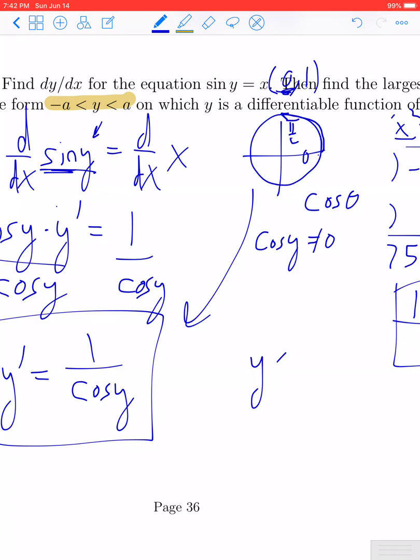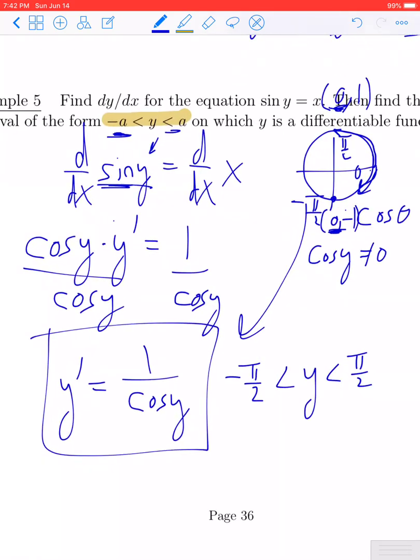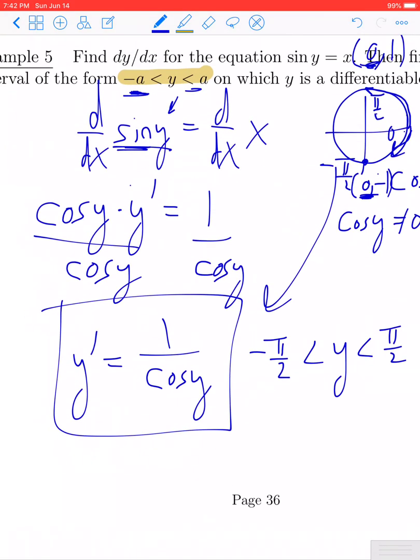So we would need y to be less than pi over 2. And similarly, if we start rotating, because we want a negative angle, they say it has to be of the form negative a to a. So if you start rotating this way, again, it hits 0 at this angle. That's 0, negative 1. Cosine is the first coordinate, and that would be the angle negative pi over 2. So this derivative, y prime equals 1 over cosine of y, is defined certainly on this interval of the form negative pi over 2 less than y less than pi over 2.